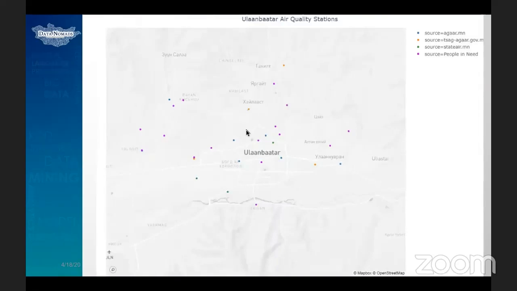And here you can see a map of all of the air quality stations in the city. They're pretty well distributed. You can see the blue dots are Agar.mn. The orange is Tsagagar. This is a little bit of a problem because these are managed by the meteorology agency. They don't measure particulate matter pollution, but only what are called semi-volatile organic compounds, or SVOC. So those aren't particularly useful for measuring particulate matter pollution. And you can see the new ones, the pink ones, that were installed by People in Need, which is an NGO connected to the European Union.